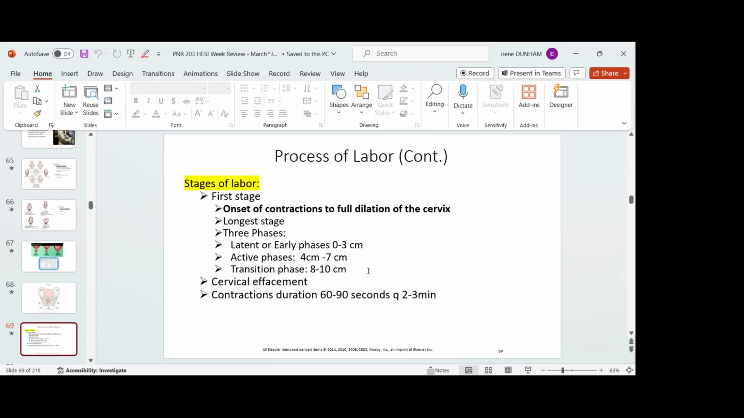Now, so that's how you manage your labor patient. And of course, your contractions I talked about. Okay.